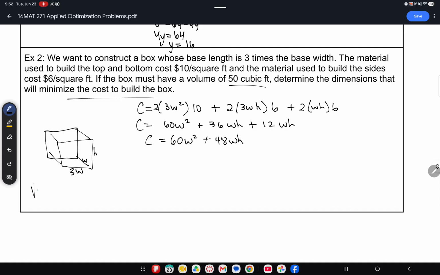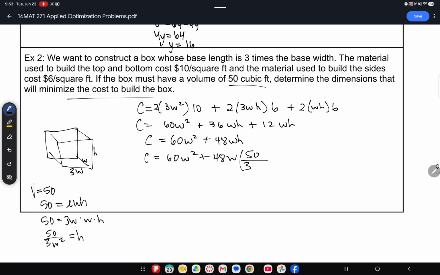And then I probably want some function for H. So I know the volume is 50 cubic feet. And volume is length times width times height. So 3W times W times height. So the height, if I just divide, is 50 over 3W squared. So now my cost is going to be 60W squared plus 48W times 50 over 3W squared. I can probably clean that up a little further.